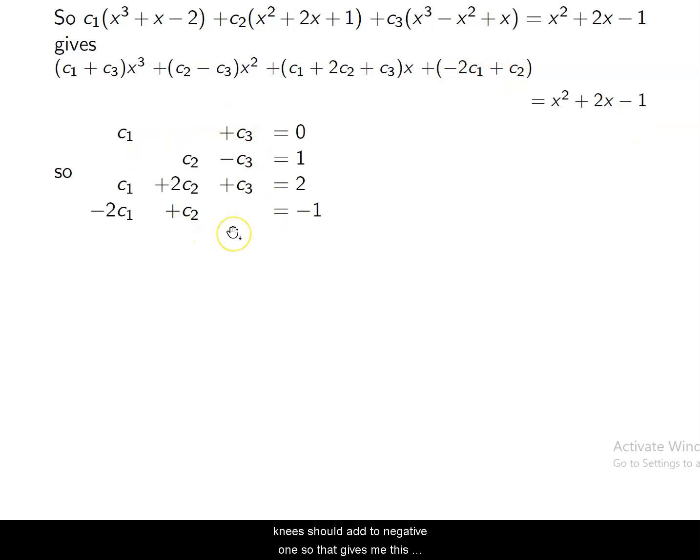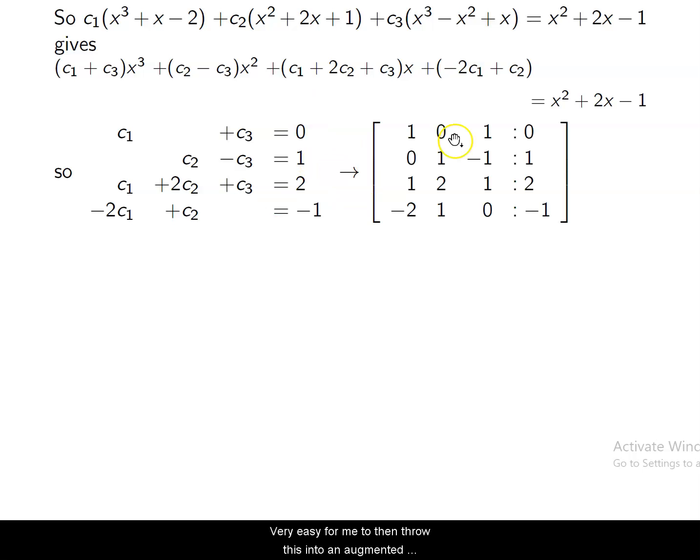So that gives me this matrix. These spaces are just because I'm trying to organize it so I can easily throw it into a matrix. C1 plus C3 equals 0, because there are no cubed terms on the other side. C2 minus C3 is 1. C1 plus 2C2 plus C3 equals 2. And then negative 2C1 plus C2 equals negative 1. So we got everything where it needs to go, and it's very easy for me to then throw this into an augmented matrix.